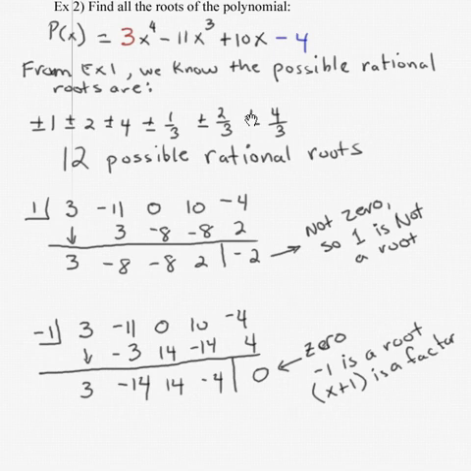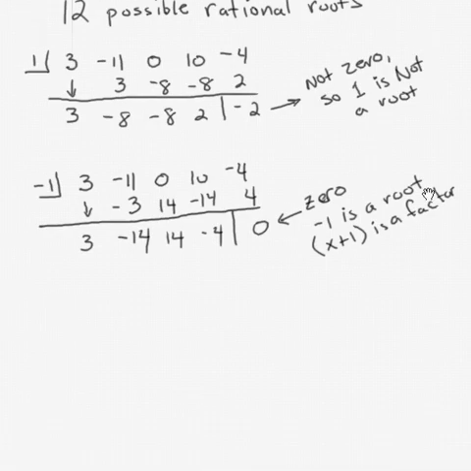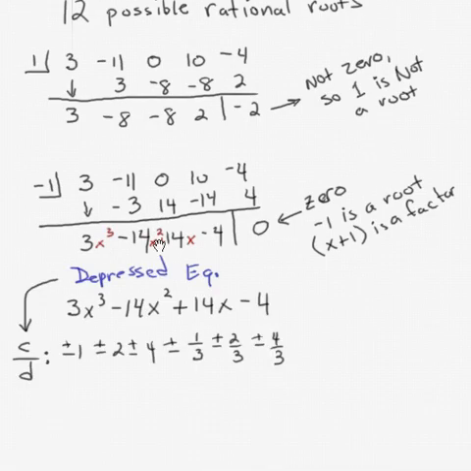Question is, do we proceed through the rest of the lists? And I would say no. Let's look at this quotient. There's my constant, x to the first, x squared, x cubed. That's my depressed equation, because we started out as x to the fourth, and we now have x to the third. I'm going to make an entirely new list of all the factors of my constant, negative 4, over all the factors of my leading coefficient, positive 3.